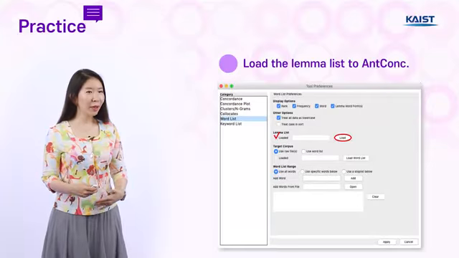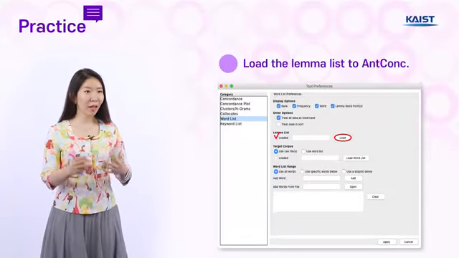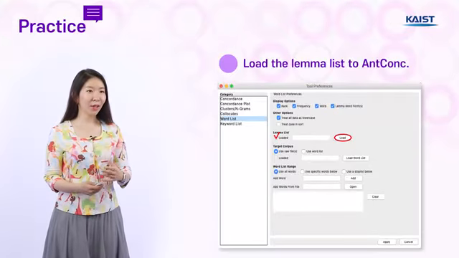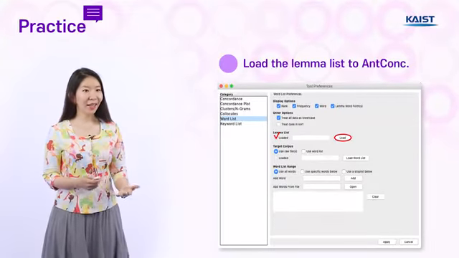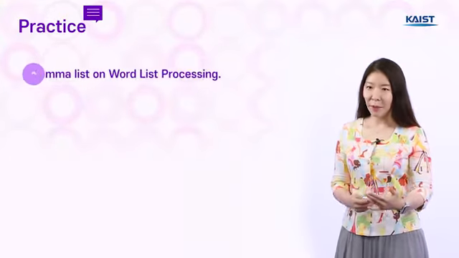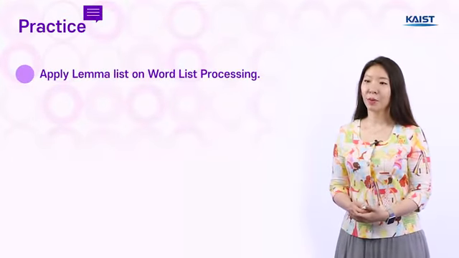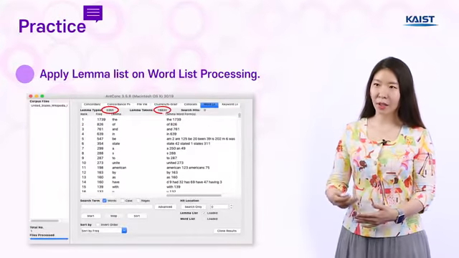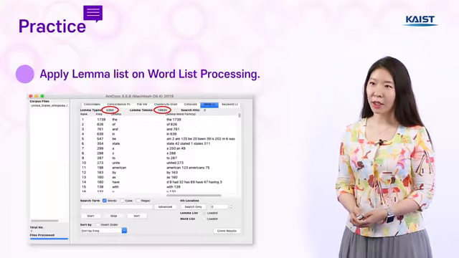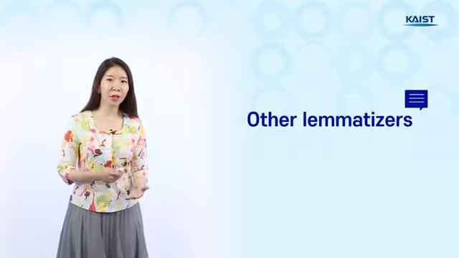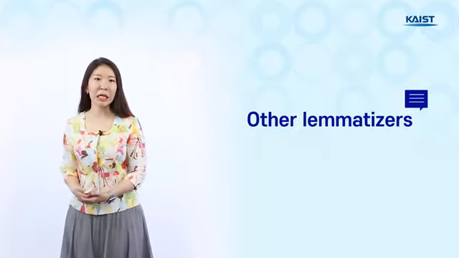If you want to play with that, you might want to stop here and download AntConc and also the lemma list, and try it. If not, then let's keep going on. So apply the lemma list on word list processing. Once you have downloaded and loaded the lemma list, then on the word list you can see the lemma. And let me give you other lemmatizers, which means other tools that you can use to lemmatize all the words.